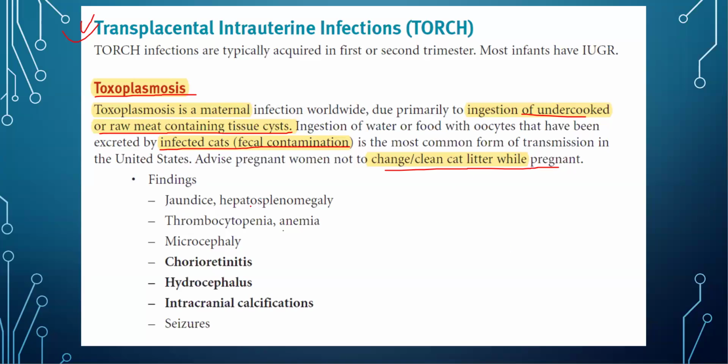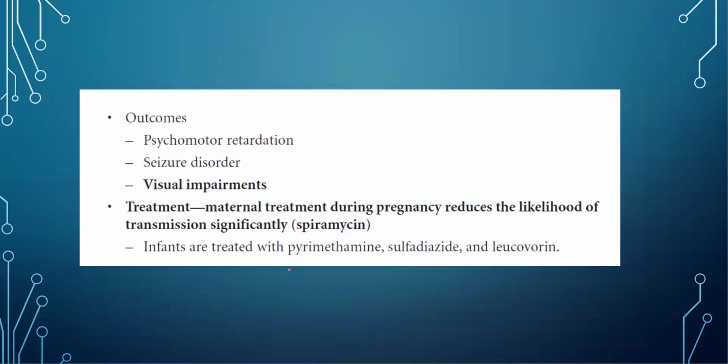Children usually present with lots of findings. All you need to remember is that most of these TORCH infections will have jaundice and hepatosplenomegaly. They can have microcephaly, chorioretinitis, intracranial calcification or seizure. It doesn't come up in the exam that much, so it's not the most important thing. Just give it a read.